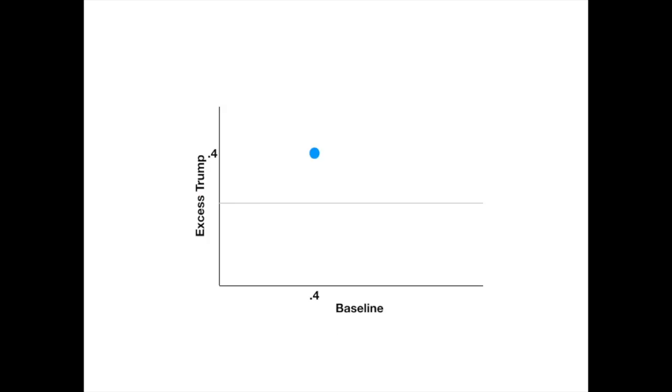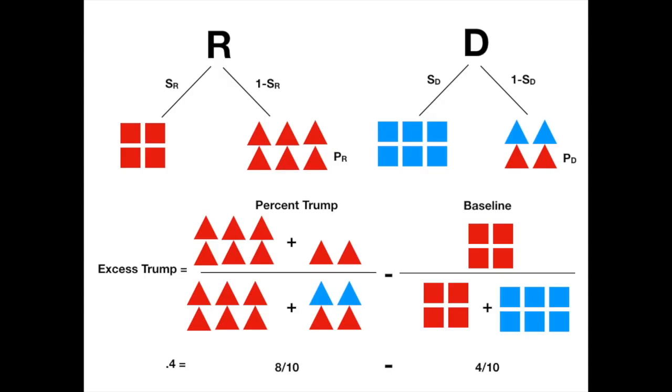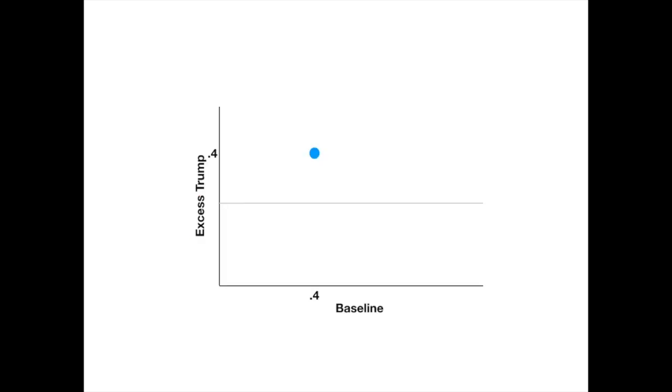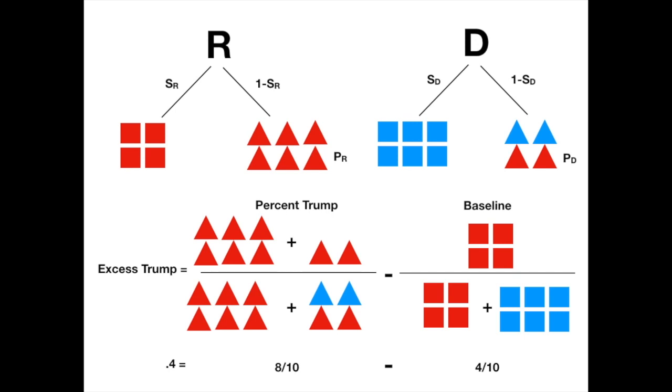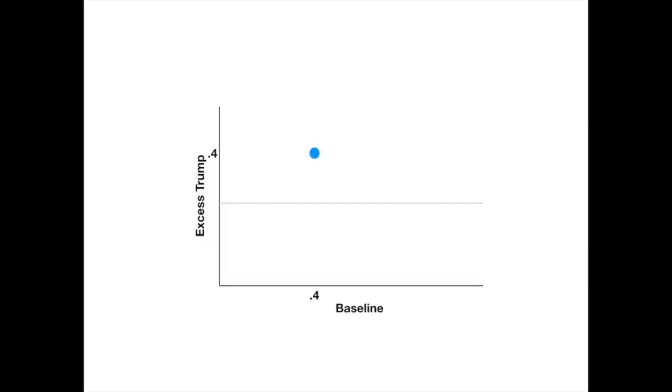In any case, what they plot is that excess Trump vote that I just described against that baseline. Here the baseline is the percent of the straight ticket ballots that went Republican. In the case above, the probability of choosing straight ticket if you're Republican is 0.4, if you're Democrat 0.6, the probability of defecting for a Republican is 0, and for a Democrat is 0.5. What we end up getting is a baseline value of 0.4 and an excess Trump of 0.4. That happened when we had a 50-50 split of Democrats and Republicans.